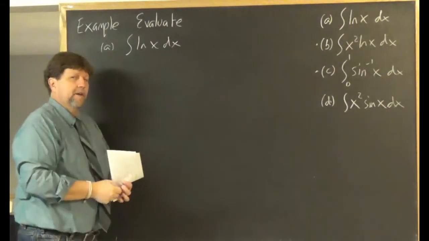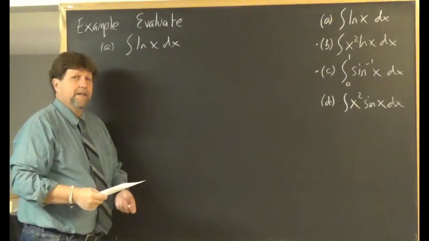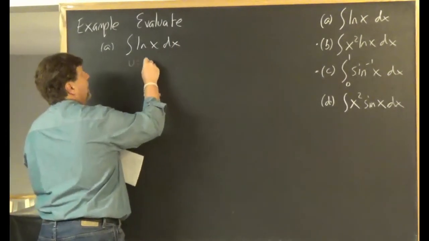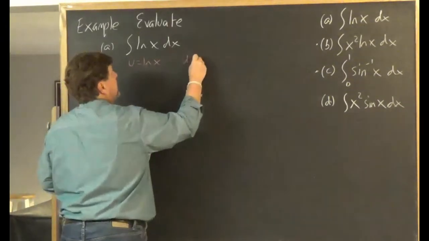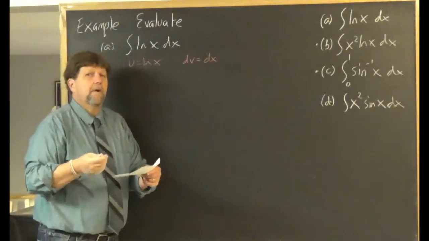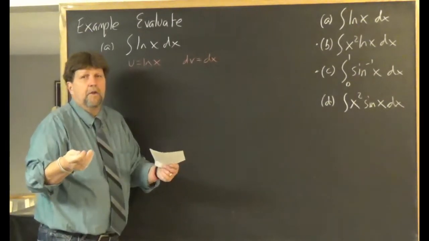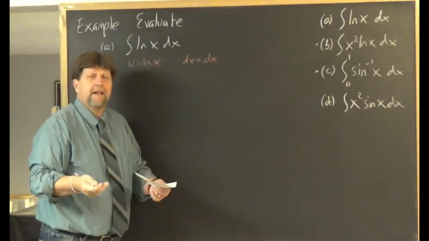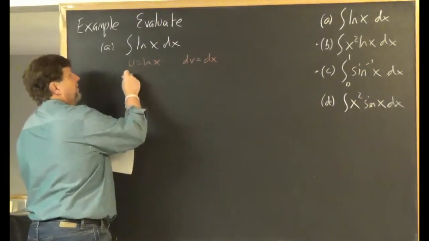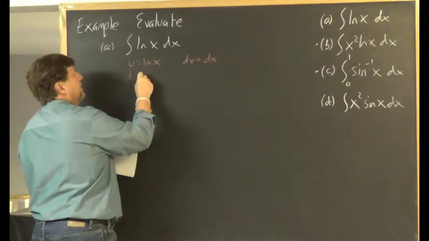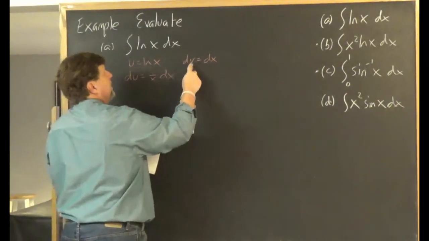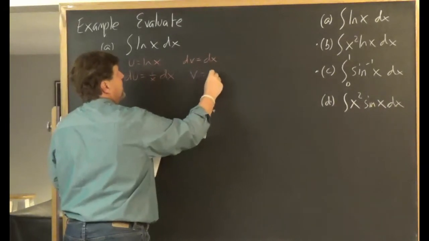Folks, you really only have one choice here for what u is and what dv is. The only choice you have is to let u equal ln x and dv is dx. There's no way you would let dv equal ln x dx because you don't know what the antiderivative of ln x is. That's what we're going to come up with here. So if u is ln x, du is 1 over x dx. If dv is dx, then v is x.